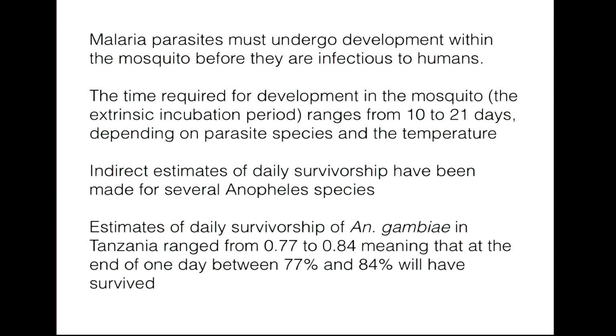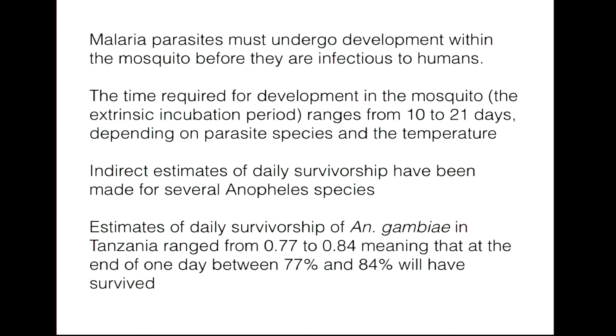The malaria parasite must first undergo 2 stages of development. One is within the mosquito, one is within the human. There's a first stage of development within the mosquito before they become infectious to humans, and the time required for development in the mosquito is called the extrinsic incubation period. Extrinsic meaning outside the human. That ranges from about 10 to 21 days, depending upon the species and the temperature.